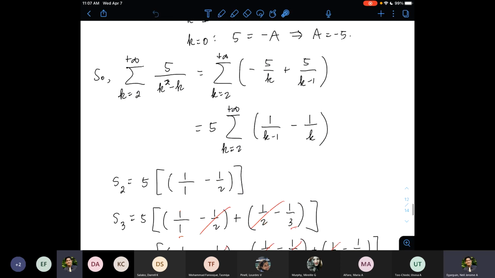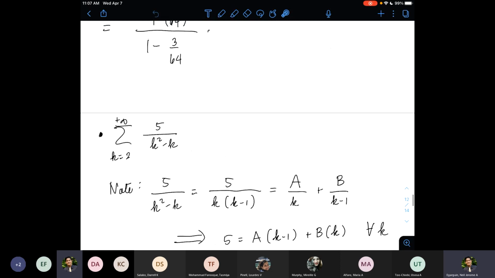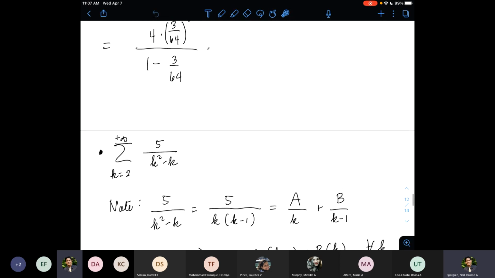Oh, we did something similar to it. We did, yeah, the summation of 5 over k squared minus k going from 2 to positive infinity, which is very much similar to what you sent. Okay, maybe I'll do that. Everything, right? And this will be a nice example of how to handle telescoping series, right?